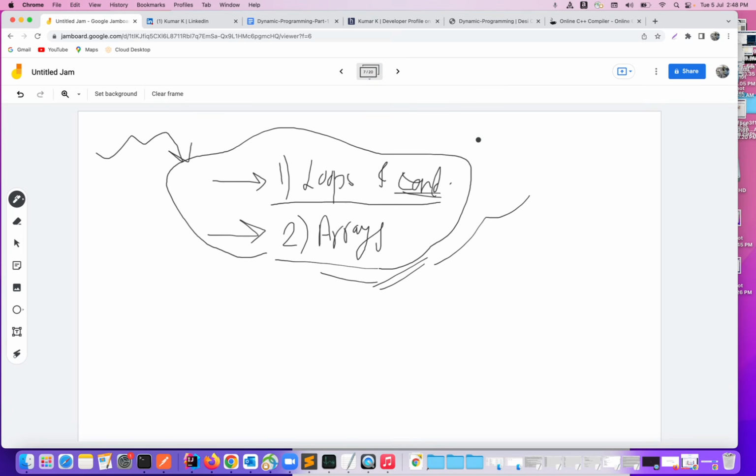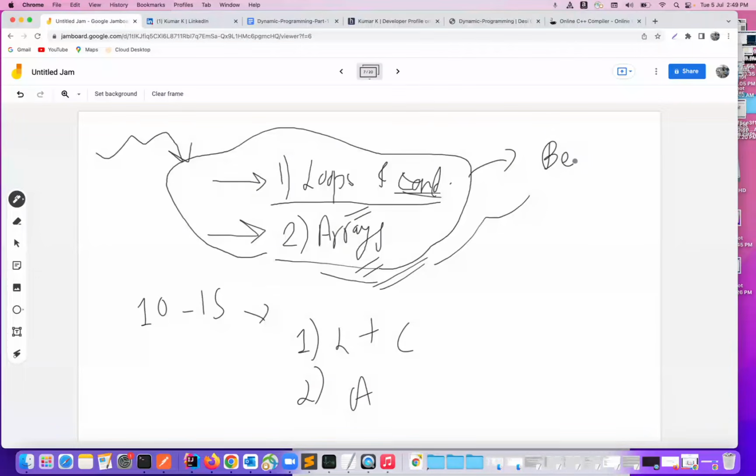The unique strategy is that while teaching DP for the first 10 to 15 videos, I will be using only two things in my DP explanation. One is loops and conditions, L plus C, and the second thing is arrays. I have written them over here as well: loops and conditions and arrays. All I am going to use while explaining my DP stuff is loops and conditions and arrays. And the best thing about this is that every beginner knows these things.